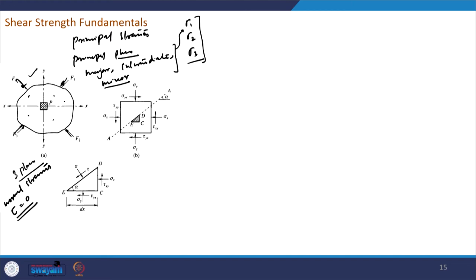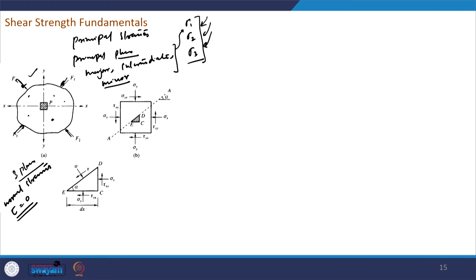Now, why are these stresses so important and why do we specifically mention these unique stresses? Because if these stresses are known, then you can calculate the stress on any other plane through that particular point. So, that is one of the major advantages of knowing the principal stresses, because once you know the principal stresses at a point, you can also calculate the stress on any other plane, for any orientation passing through that particular point.